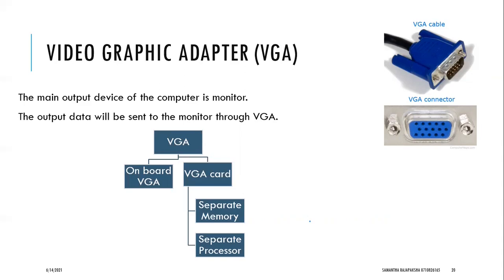Now to connect your monitor, we have the VGA port. Some of them are on board, and for some a separate VGA card is there. When you have a separate VGA card, you can have separate memory and a separate processor, where you can connect the VGA cable to this VGA port. That is basically to connect your computer and the monitor.